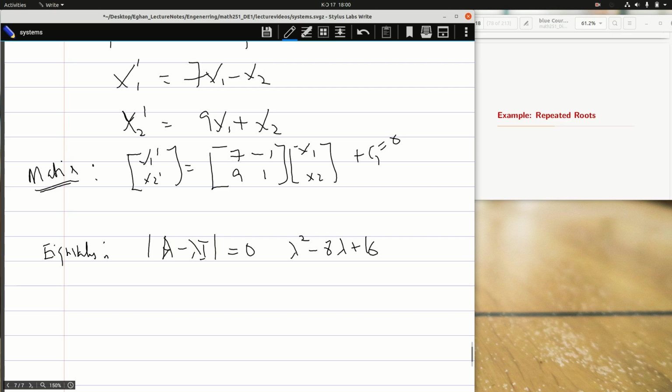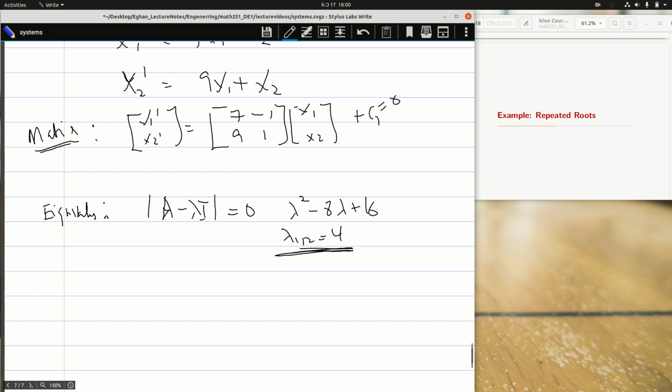And in that case, the root becomes lambda 1 equal to 4. There's a repeated root. Let me just help. There's 7 minus lambda, negative 1, 9, 1 minus lambda. If I find the determinant of that, I'm going to get this. And that is a root. So we've classified this as a repeated root. Now the next thing is to find the eigenvectors. So 1, 2, 3. Find your eigenvectors.